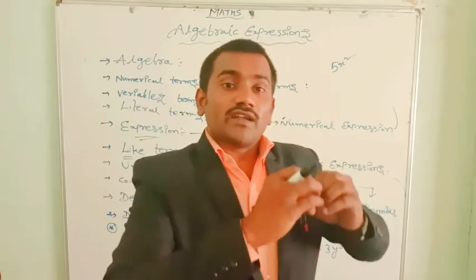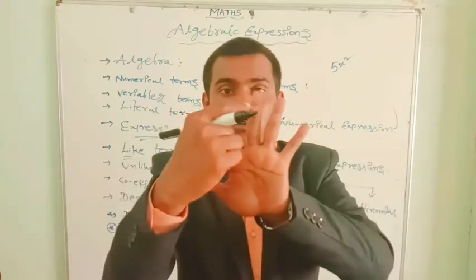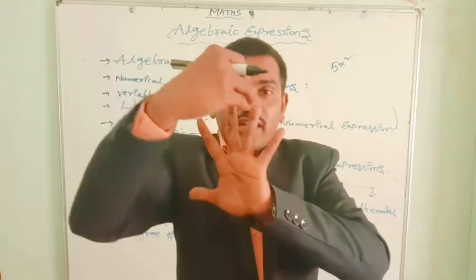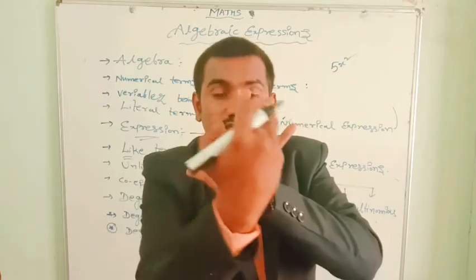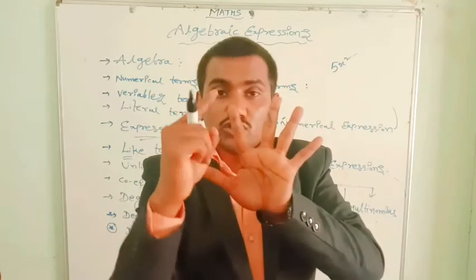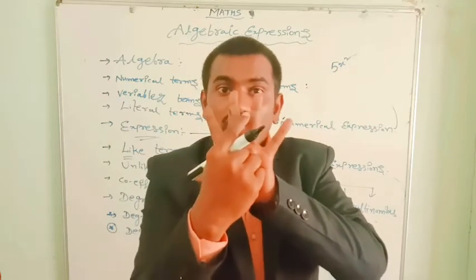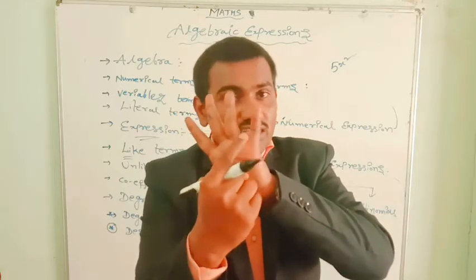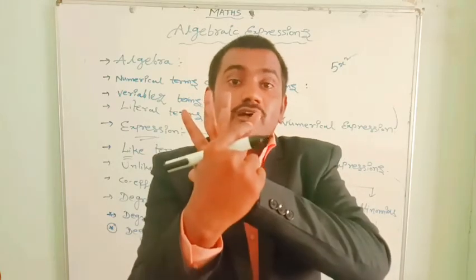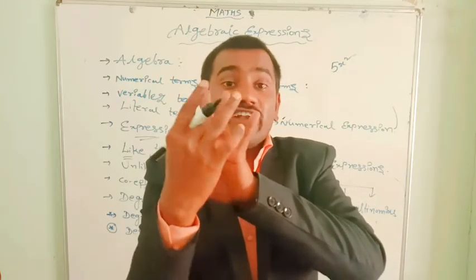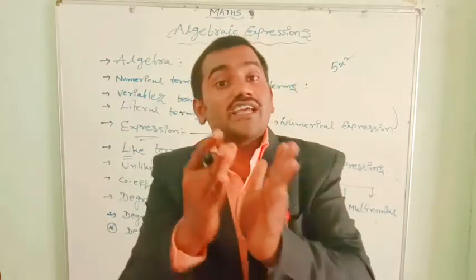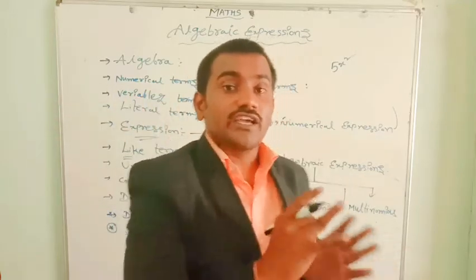That means whatever the number of terms, if there are 5 terms, we need to count the degree of each term. Suppose the first term has degree 1, the second term has 2, the third has 3, the fourth has 4, and the fifth has 6 or 7. So we take the highest exponent, that means the highest degree of a term. The fifth term has the highest degree, so this is known as the degree of the algebraic expression.